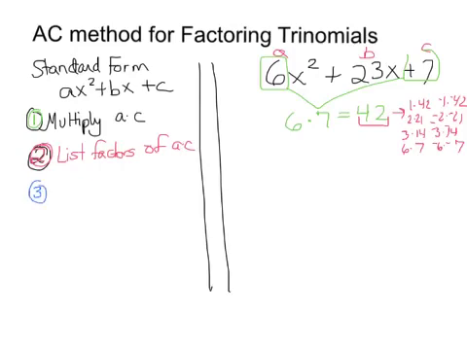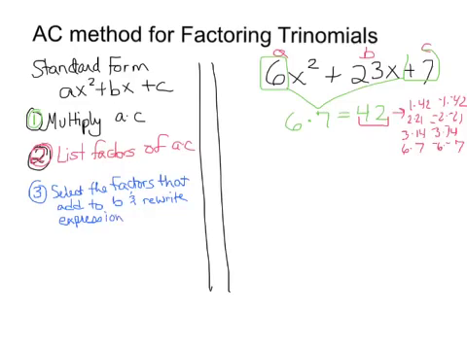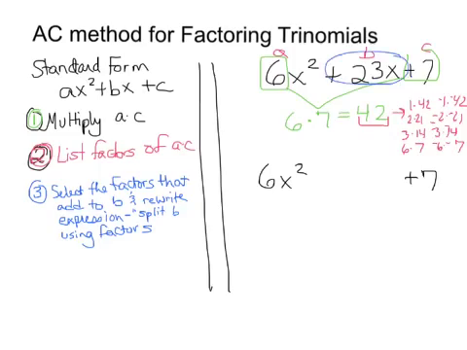This third step is to select the factors that add to b, and then rewrite the expression. And what we're going to do is, in a sense, split b using the factors. So this is a crucial step where I'm going to keep the 6x squared, keep the plus 7, but instead of the positive 23x, I'm going to use the fact that 2 plus 21 add up to positive 23. And I'm going to split the 23x into plus 2x and plus 21x.